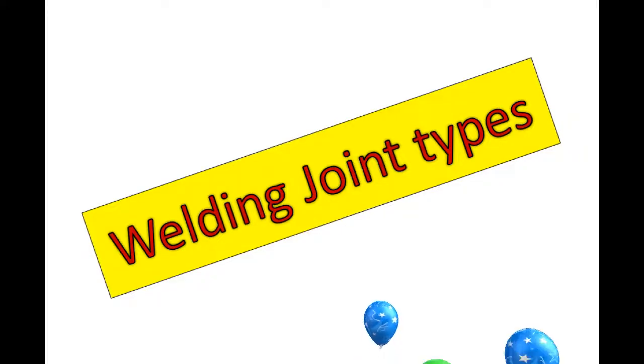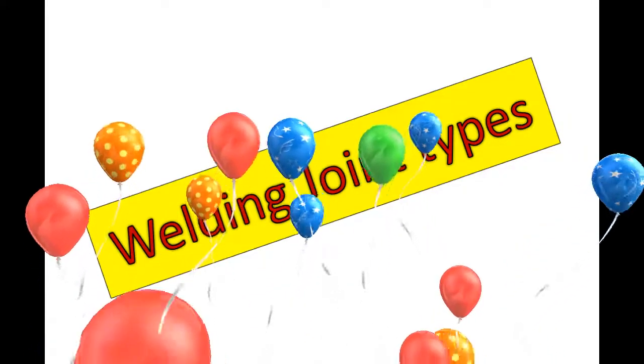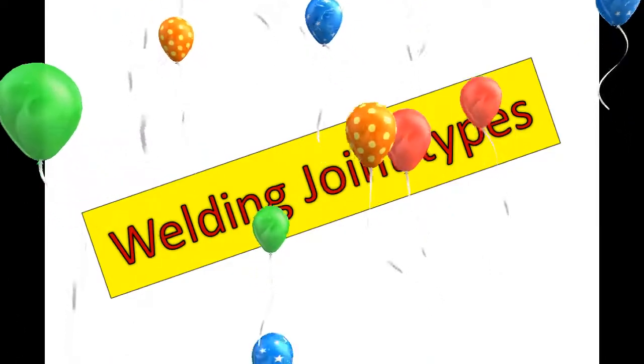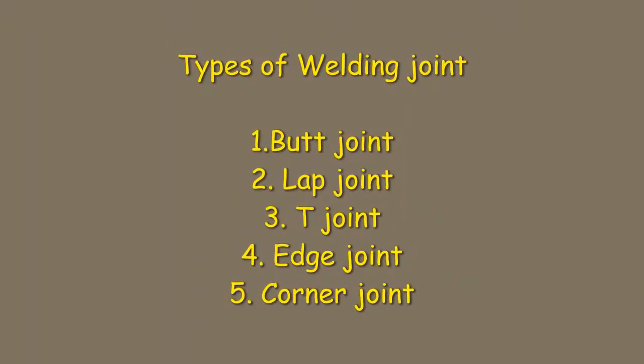Hello friends, today we are going to learn about different types of welding joints. So let's get into it. I have given here 5 types of joints. First is the butt joint.